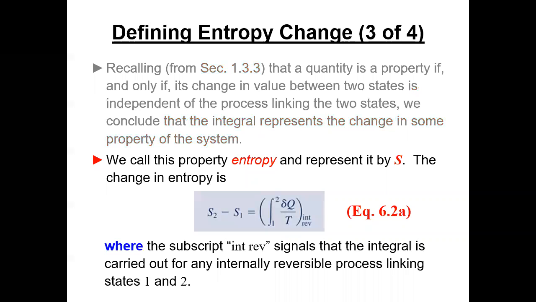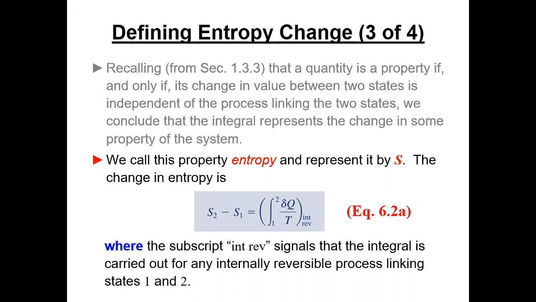Okay, so ta-da, we call this property entropy and represent it by cap S. If it's cap S, it's the total for the system. If it's a little s, it's entropy per kilogram or per pound mass, whichever system of units you like. You see the integral is a delta cap Q, so that's a total heat transfer. So we're doing the entire system. We call this property entropy, represented by S.